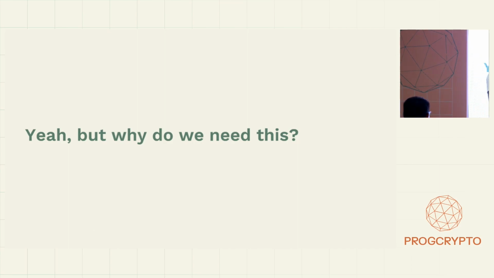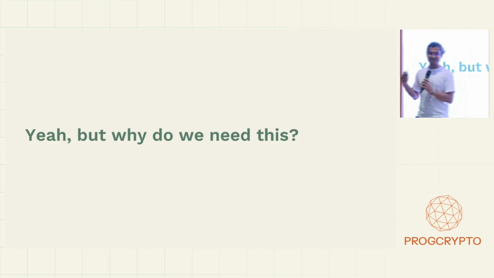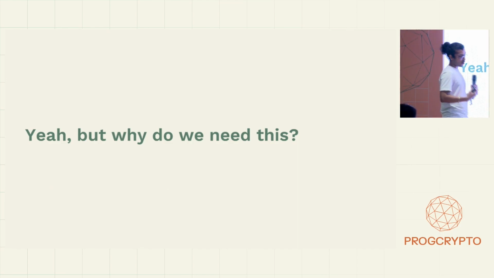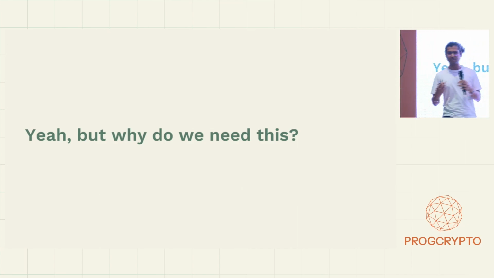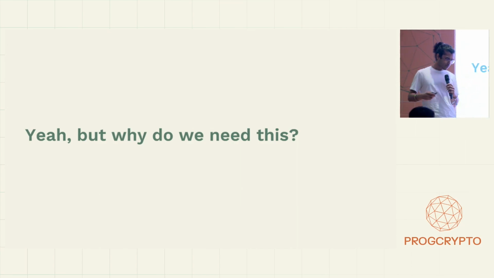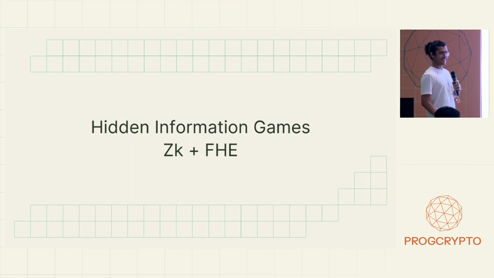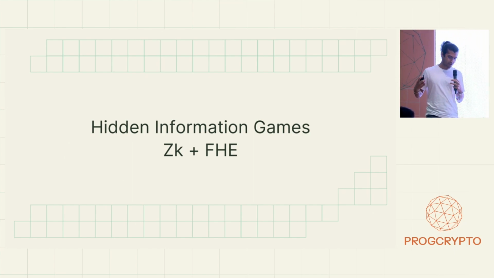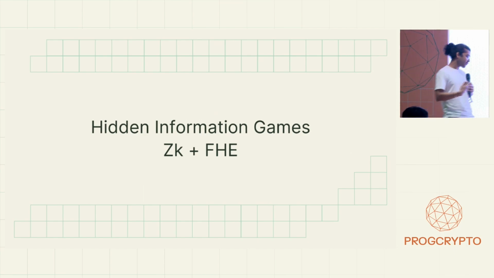And now for the rest of 10 to 12 minutes or so, I would be talking about why I think that we need to combine ZK plus FHE to build really cool hidden information on-chain applications. So what are these games that I'm talking about? These are hidden information games, and you can build hidden information games using ZK.